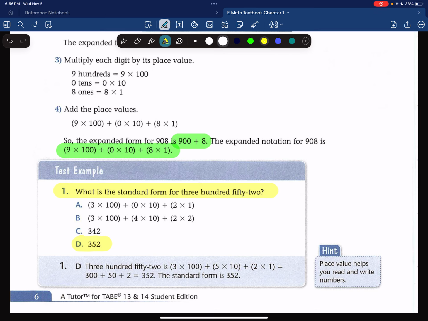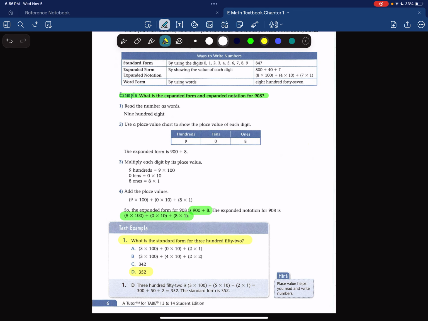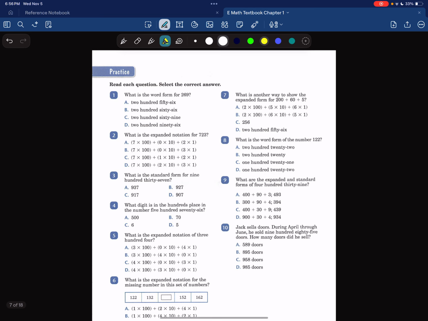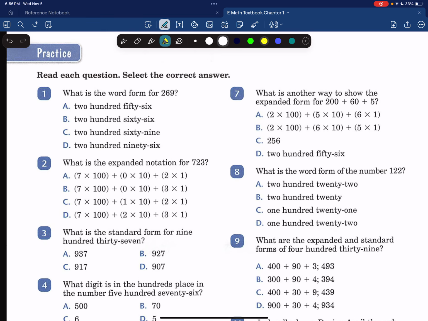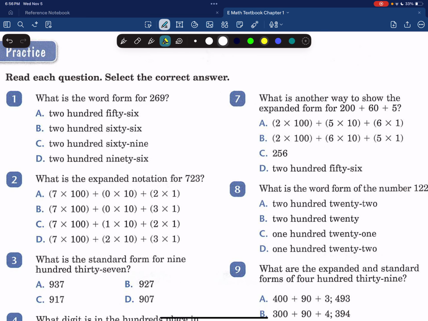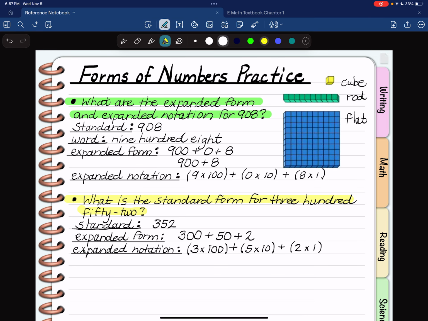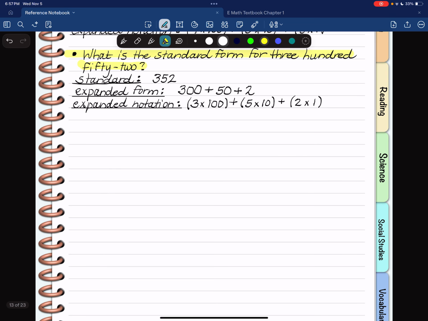352. The answer is D. Hint, place value helps you read and write numbers, and it is very important to be able to do that. So let's keep practicing. Let's move to page 7. What is the word form for 269? So let's just keep going until we fill up this page, and then we'll stop this. The question is, what is the word form for 269?